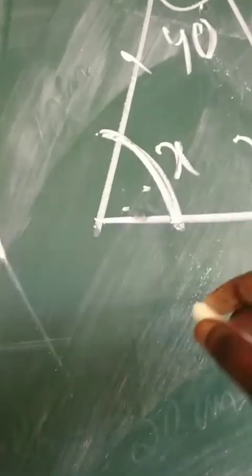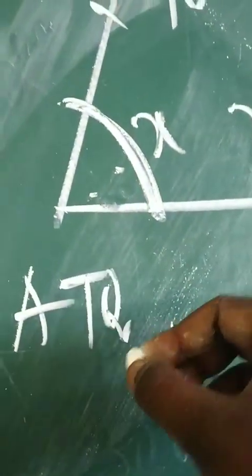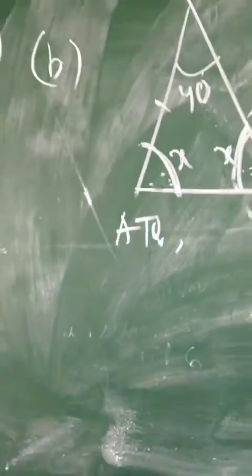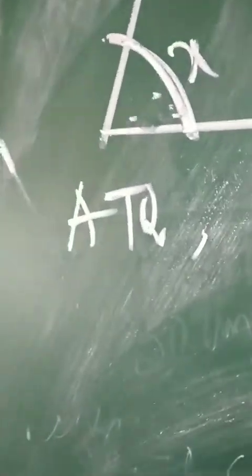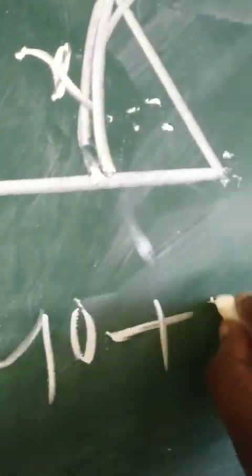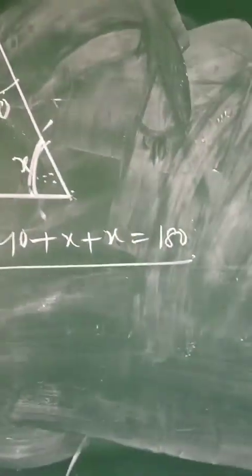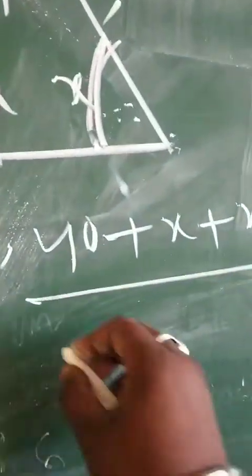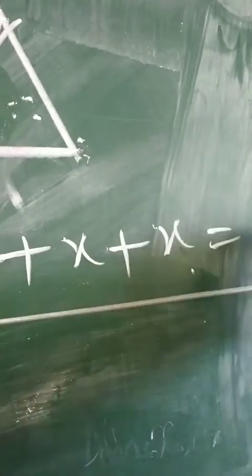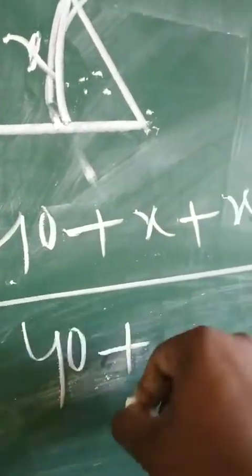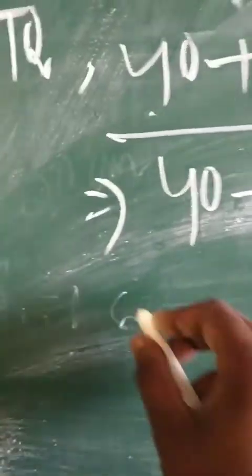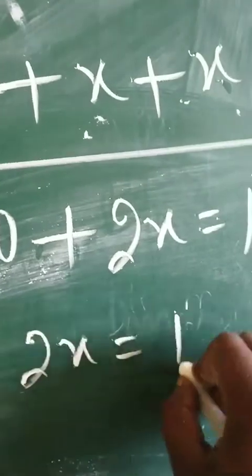Now, as I was asked to find the value of these base angles, according to the question, 40 plus x plus x is equal to 180 degrees. We know it from the concept of the angle sum property of a triangle. So here 40 plus x plus x, that is 40 plus 2x, is equal to 180.